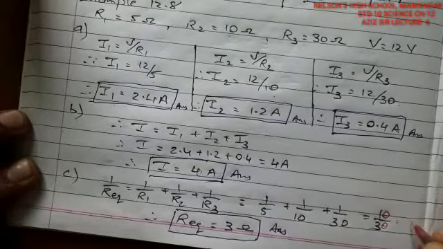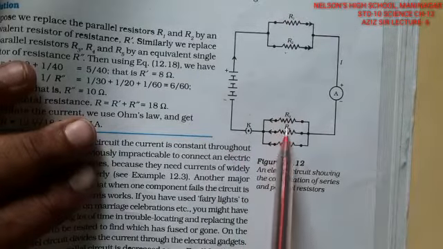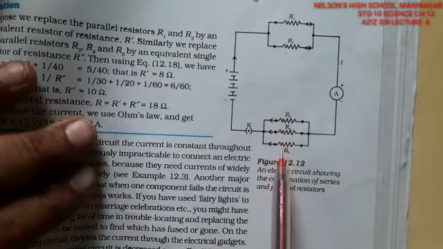Fine. Question 9 we are going to start with. In 12.9, the figure 12.12, R1, R2, R3. This is the main diagram that we need to understand. There are two resistances. In the first part, R1 and R2 are in parallel, and in the second part, R3, R4 and R5 are in parallel connection.